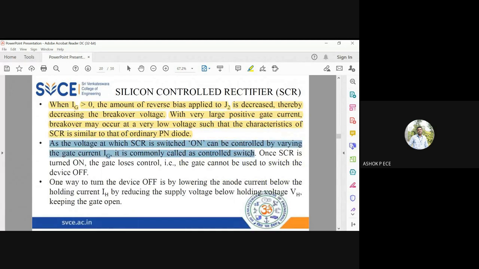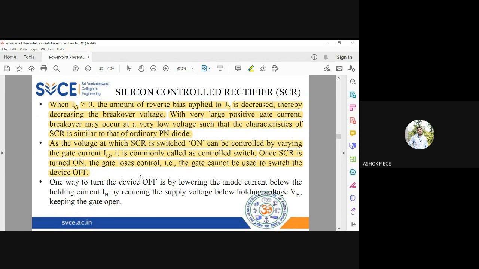So this gate is usually called a controlled switch. I can change the state of SCR to on or off by using this gate current IG. Whatever input I give to the gate is going to be my control voltage or controlling current. Once SCR is turned on, the gate will lose its control, which means you cannot use any input to turn off the device. The gate will have control only till SCR is turned on.